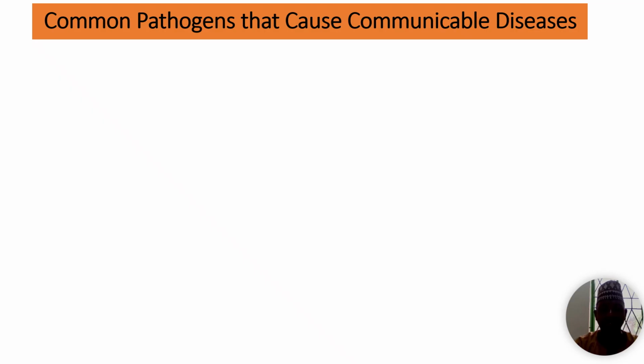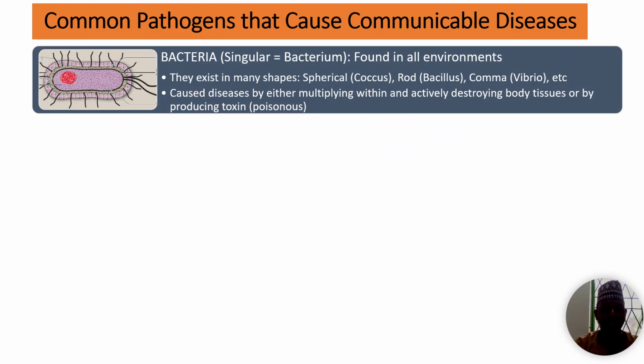Now, let us look at the common examples of pathogens that cause communicable diseases. Generally, communicable diseases are commonly caused by bacteria, viruses, fungi, protozoa in our environment, which we will see the details of. Now we are going to look at the first category, which is bacteria.